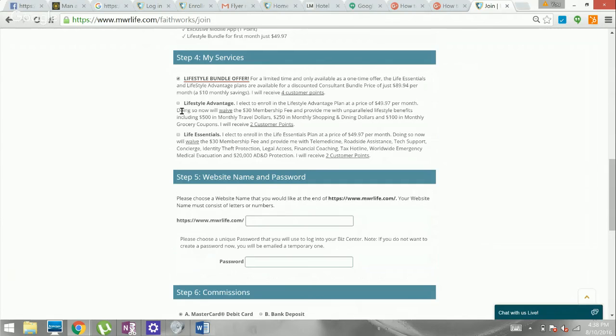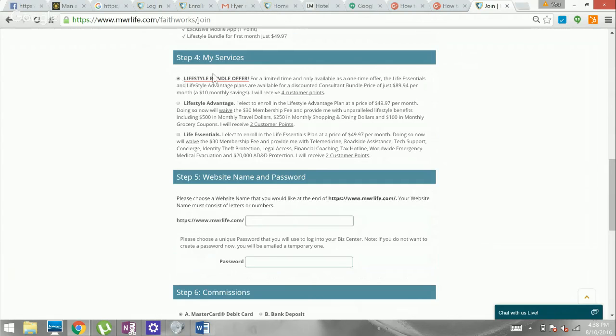Now, of course, if they have one service and they get 3 customers in their first month, they don't have to pay $49 ever again, because we have a 3 to get free program. If they have both services and get 3 customers, instead of spending $89 a month, they're only going to spend $45. And if they get 6 customers in their first month, they're not going to pay anything at all.